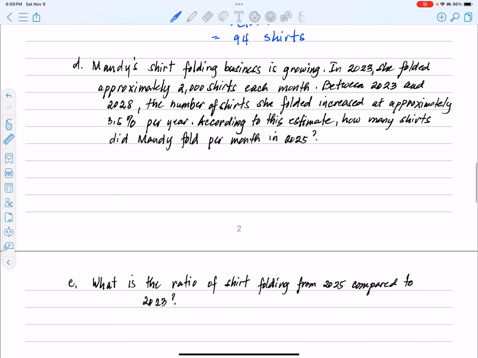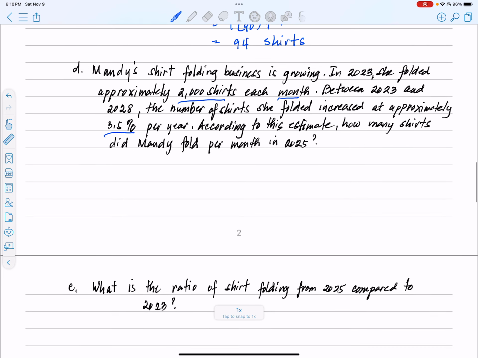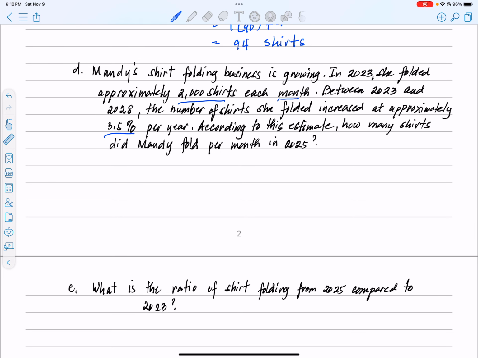All right, let's have letter D. Monday's shirt folding business is growing. In 2023, she folded approximately 2,000 shirts each month. Between 2023 and 2028, the number of shirts she folded increased approximately at 3.5% per year. So according to this estimate, how many shirts did she fold per month in 2025?